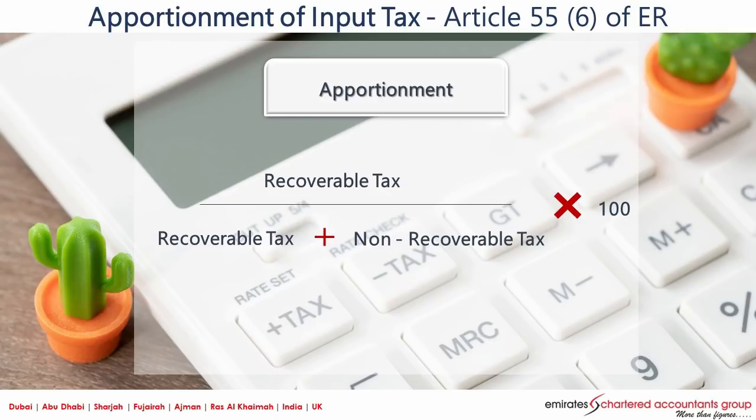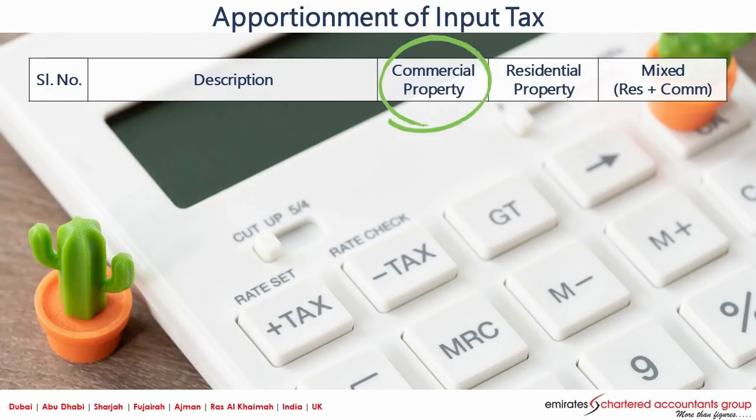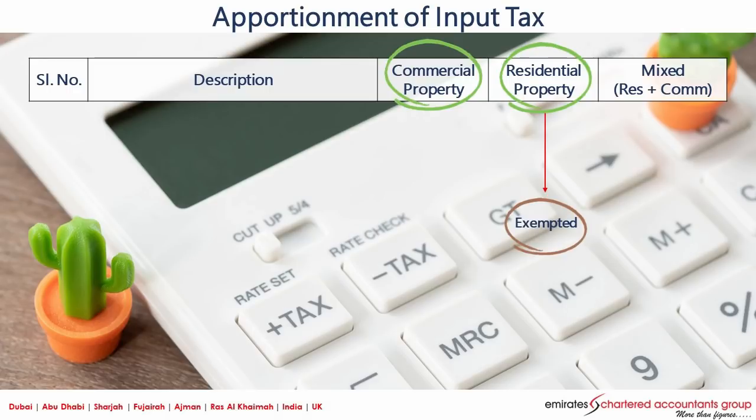Let us see this with an example in detail. In this example, we are taking a commercial property and a residential property. Both properties are there for a company. Assume that the residential property is fully exempted. That means those are residential properties which are more than 3 years old, and the commercial property is under the 5% category.